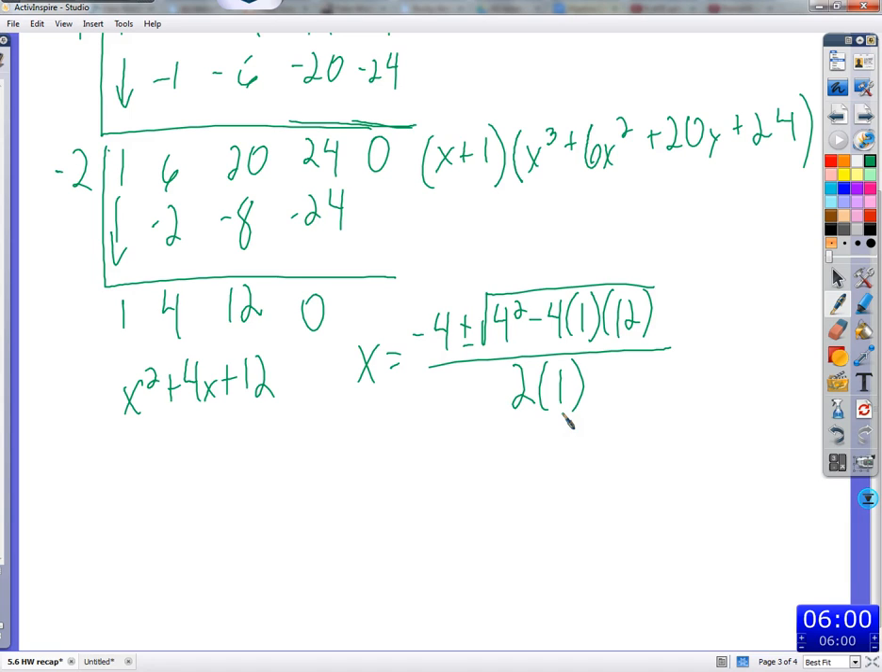Alright, and so what do we find out when we do this? It's an imaginary number. What about the quadratic formula tells us that we wind up with an imaginary number? It's a negative in the square root. So if we just pay attention to the square root, we get 16 minus 48, which gives us negative 32. And why is that important?